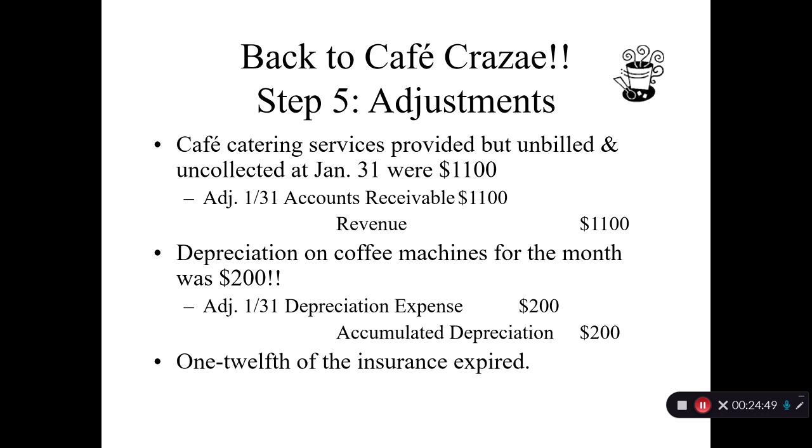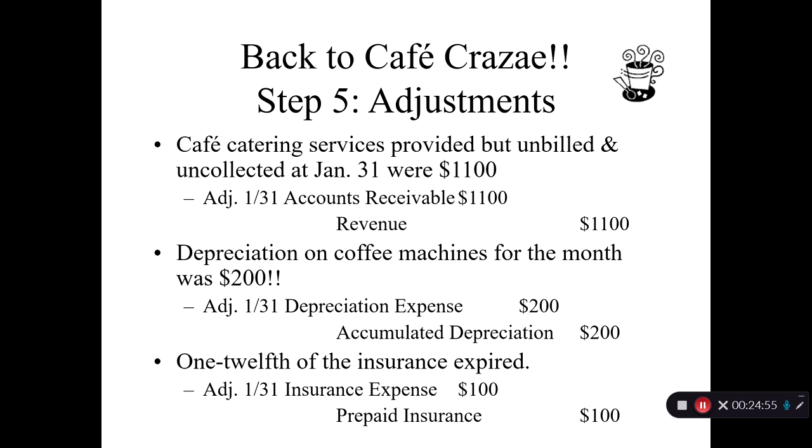1/12 of the insurance expired. We would debit insurance expense $100 and we would credit prepaid insurance $100. How do we get $100? Well, when we bought the insurance, we paid $1,200 for the insurance, which means if we're going to buy it for a whole year, 1,200 divided by 12 means $100 of it has expired at the end of the month of January.